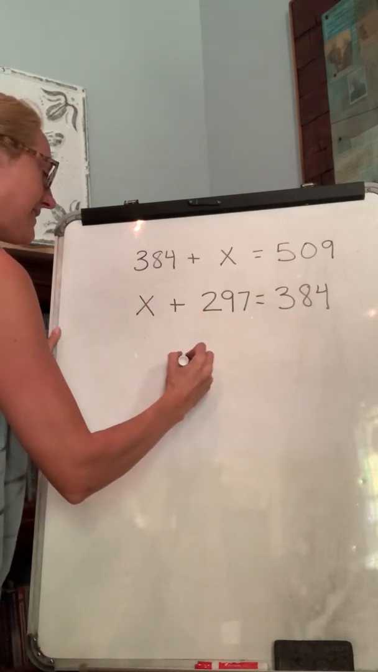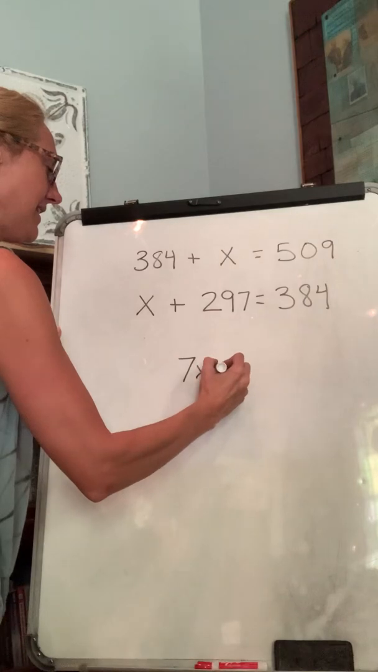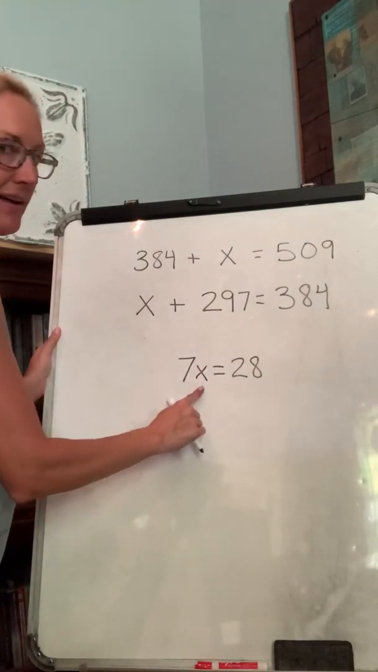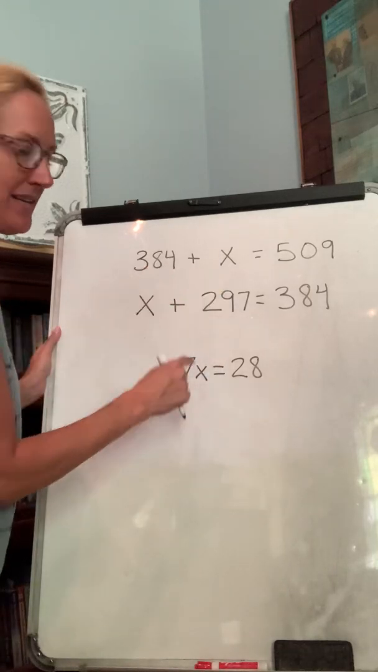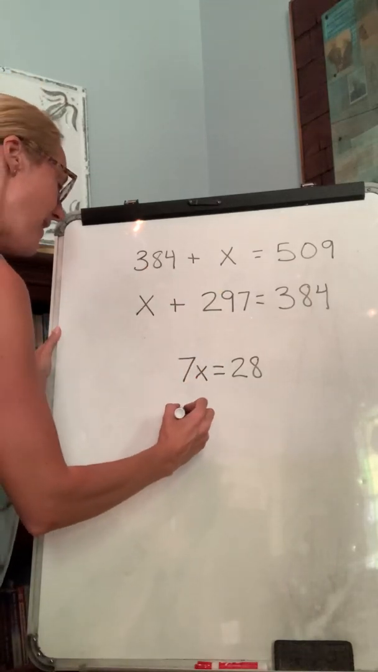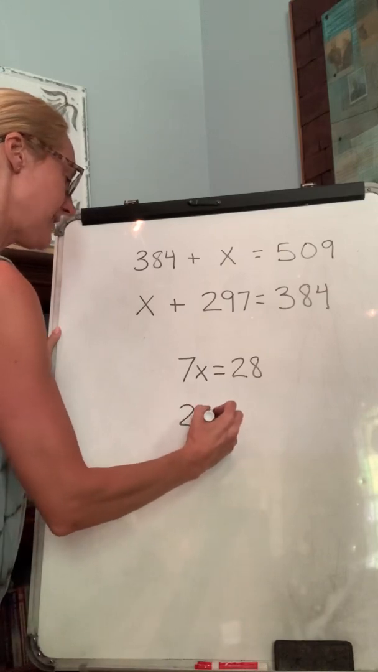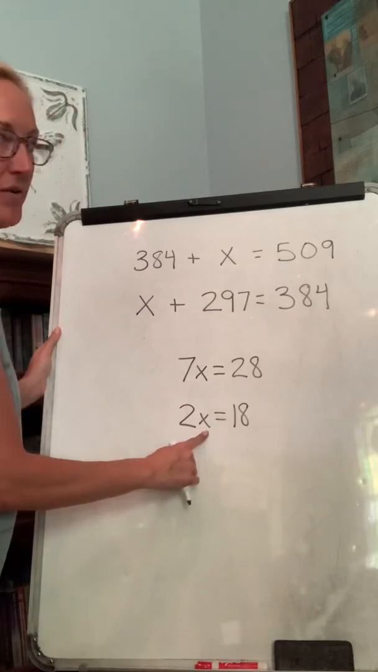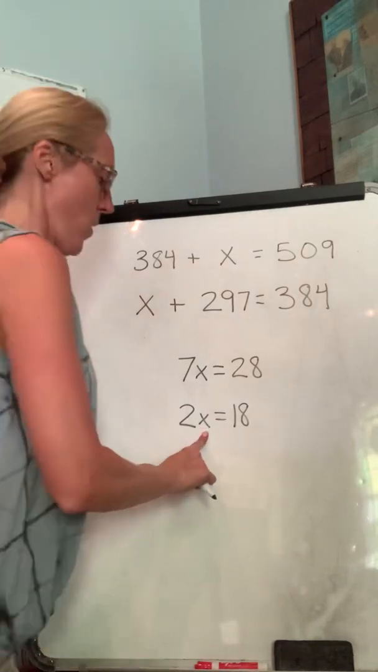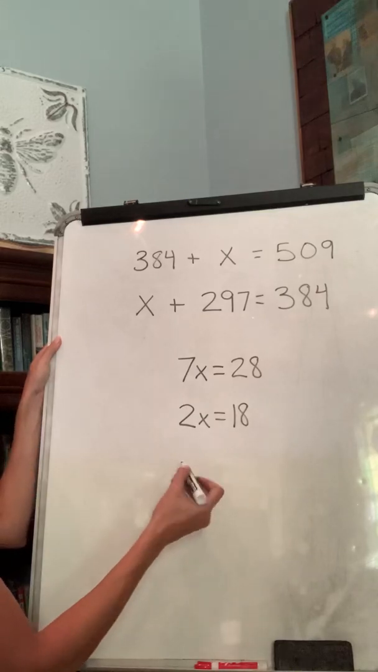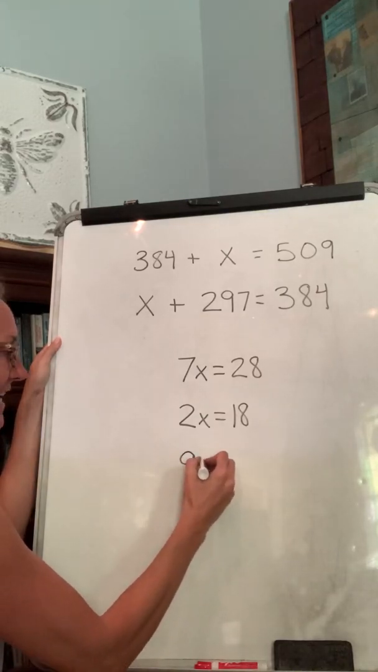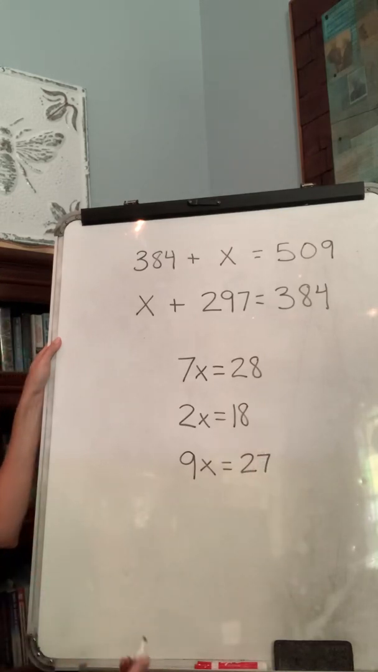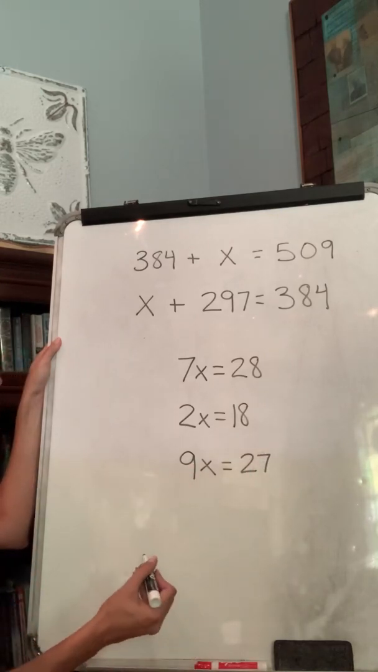What if I say 7x equals 28? How do we figure out x? Are we still subtracting? What do we have to do here? What about 2x equals 18? What is the value of x? How do we figure that out? What about 9x equals 27? What's the value of x?